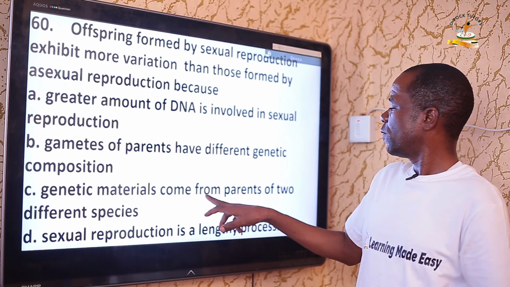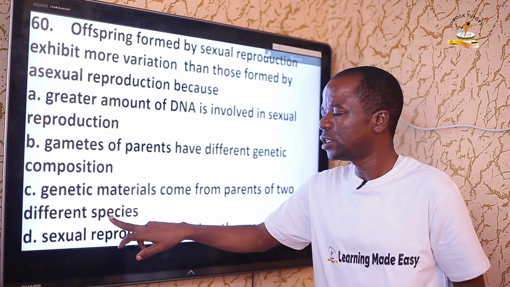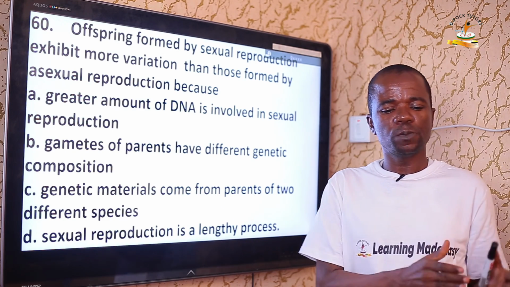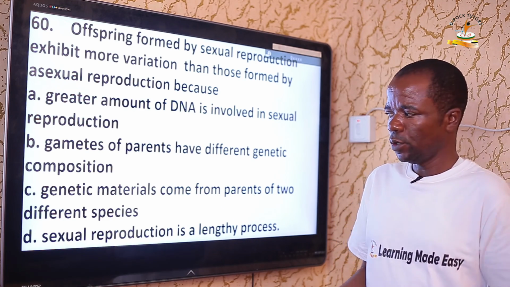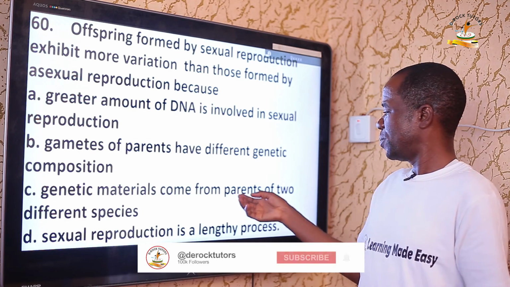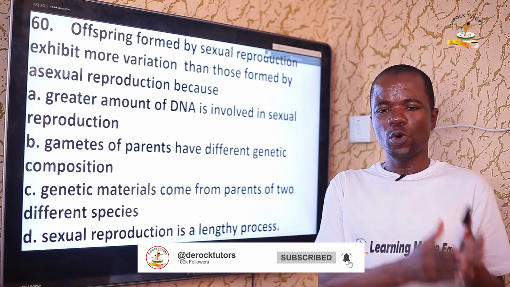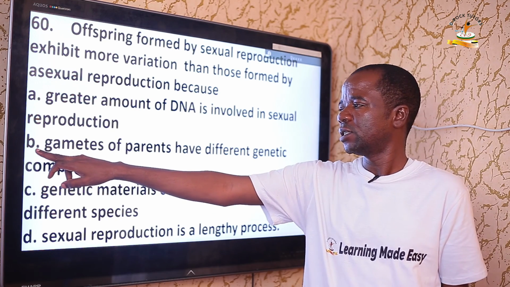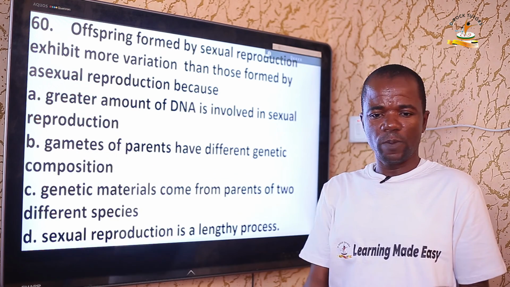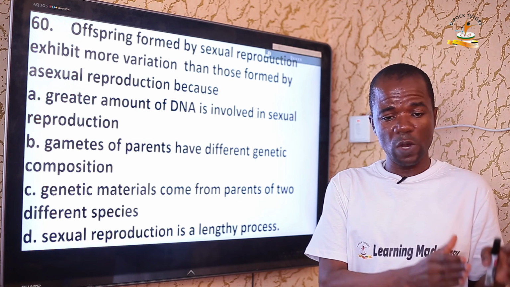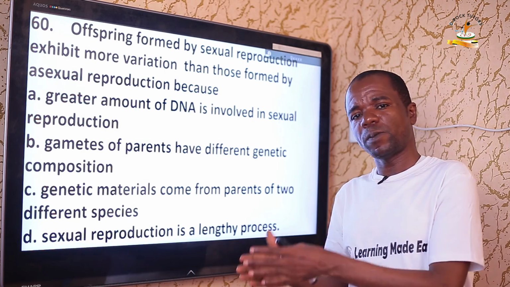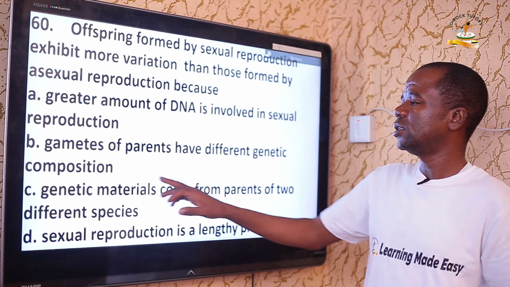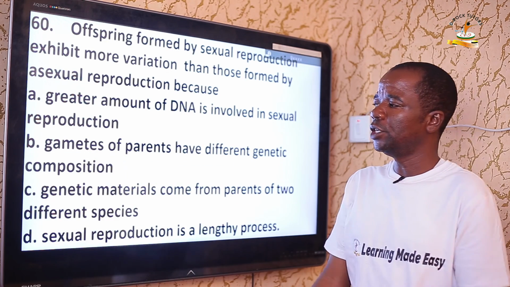Because if you look at from parents of two different species, not at all. Because the parents, the mother and the father, belong to the same species, Homo sapiens. So we can say the genetic material comes from parents of two different species, not at all. Both the mother and the father are of the same species, Homo sapiens. But the correct answer here is B. If you are talking about the gamete, you are talking about the egg or the ovum and the sperm cell or the spermatozoon. So the gametes of parents have different genetic composition. The correct answer is B.